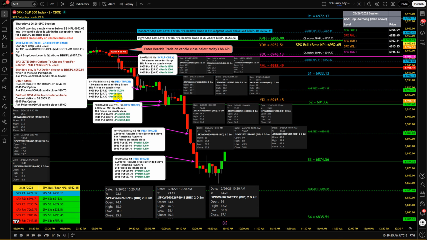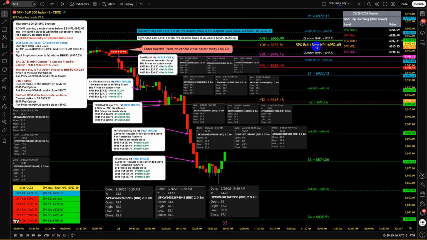Now, on regular trades, you can also wait for the two-level minimum ideal move to hit before making any adjustments or doing one of those three options we talked about at the 1.5 level move. It's just that the 1.5 level move is going to be your minimum required threshold, whereas the 2-level move is the minimum ideal move. So the same options would be here at this 2-level move.